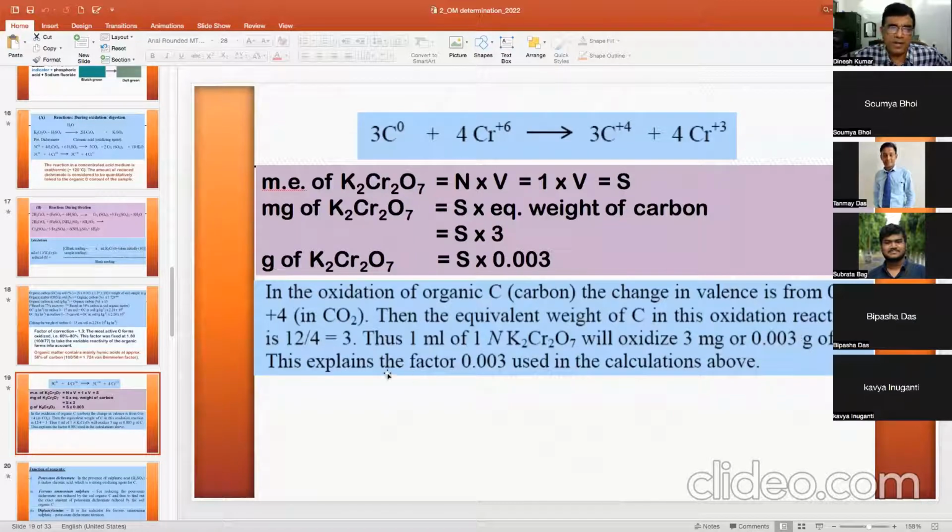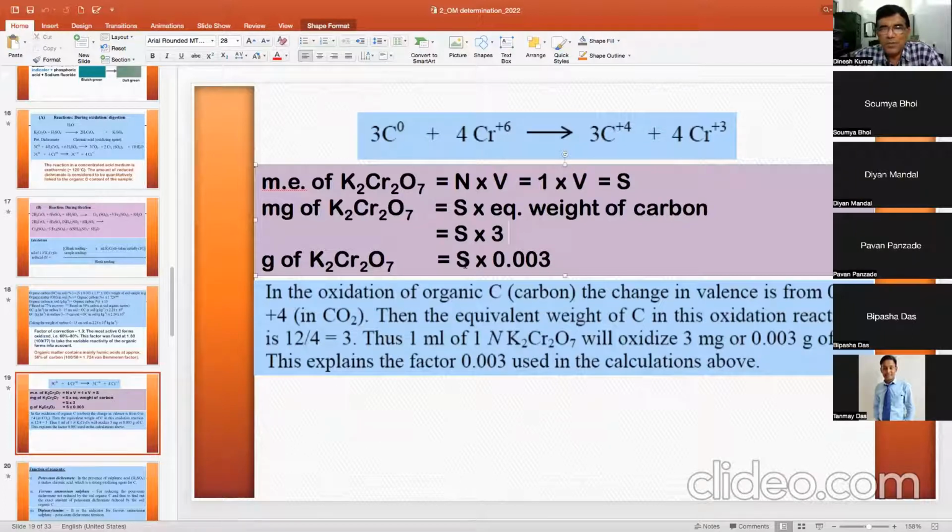0.003 gram of carbon. This explains the factor 0.003 used in the calculations above. You can see it more. Milli-equivalent of K2Cr2O7 used is normality into volume. Normality was 1. Volume was also 1, which is equal to S. Milligram of carbon is S into equivalent weight of carbon. So here equivalent weight is 3. If you want to convert into gram, then S into 0.003. So this is how you get the factor 0.003.